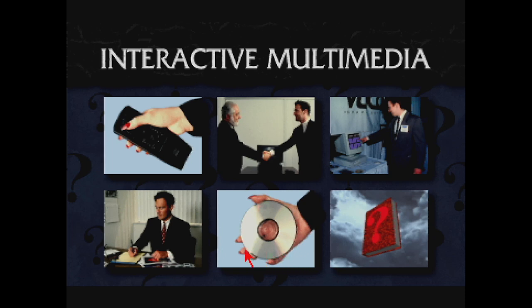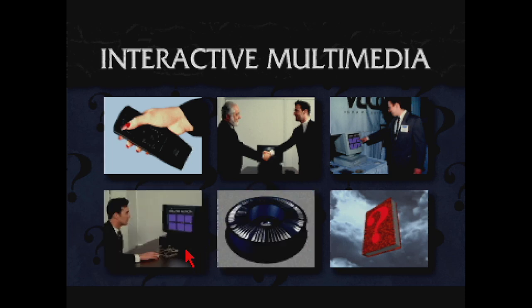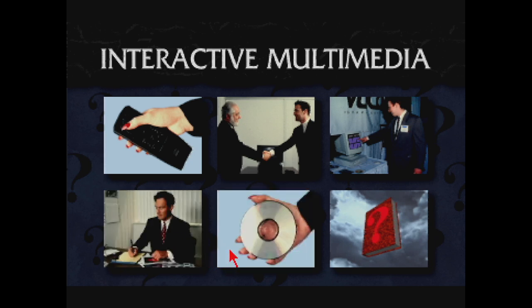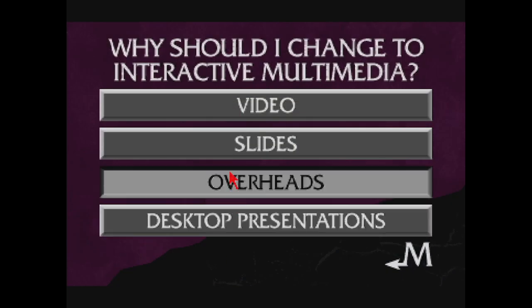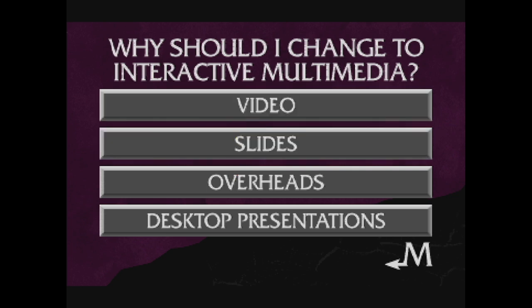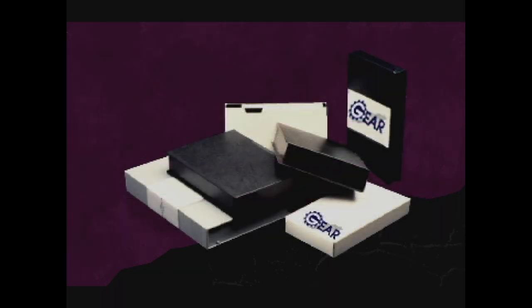Why should I change? How do I make a multimedia program? I use video. Why should I change? Well, you would still use video if you made a multimedia program. Video is excellent when you need both sound and motion.